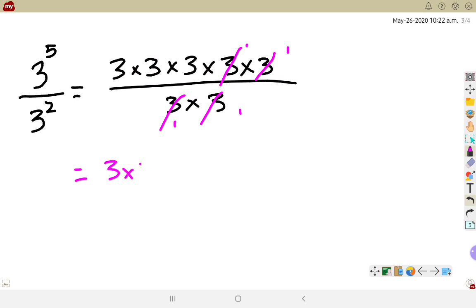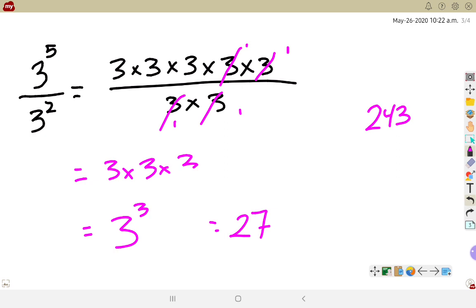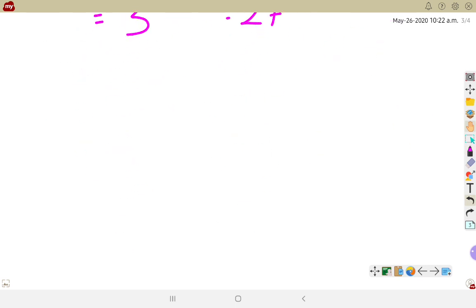I'm left with 3 times 3 times 3, and that's the same thing as 3 with an exponent of 3, and that is 27. Well, if I'd done 3 exponent 5, that's 243. If I do 3 squared, that's 9. 243 divided by 9 is still 27. Okay, so let's look at what we had.